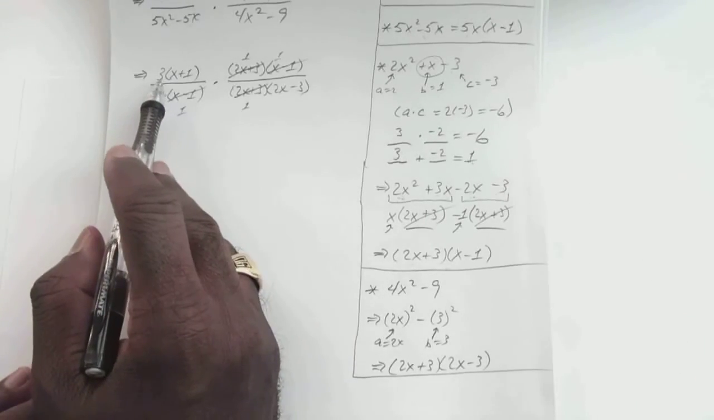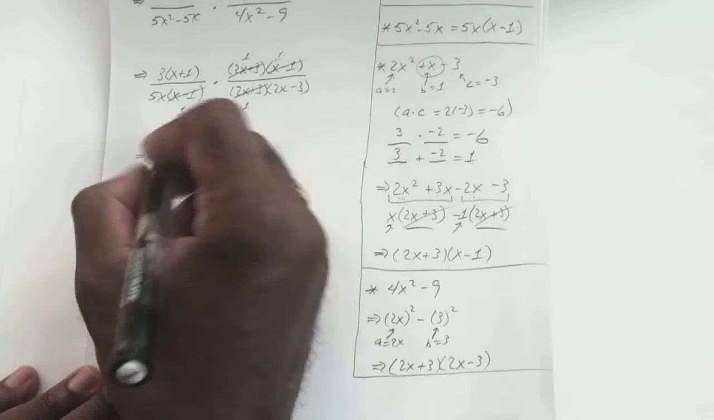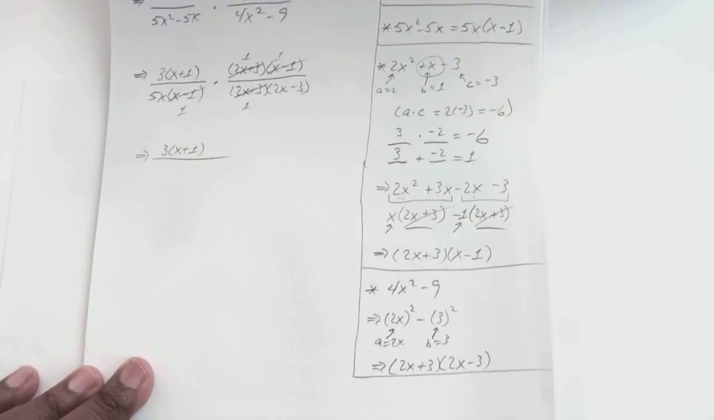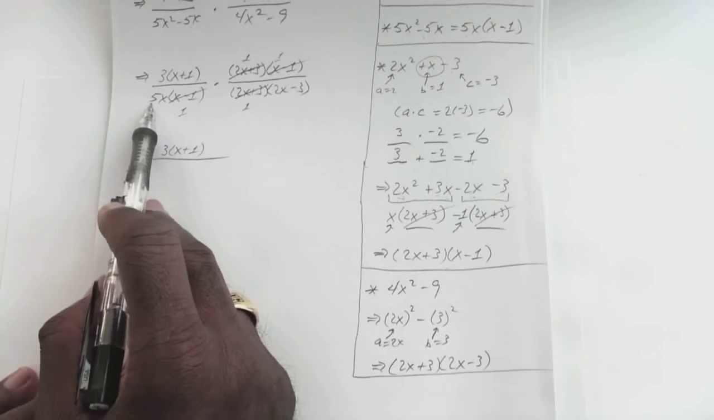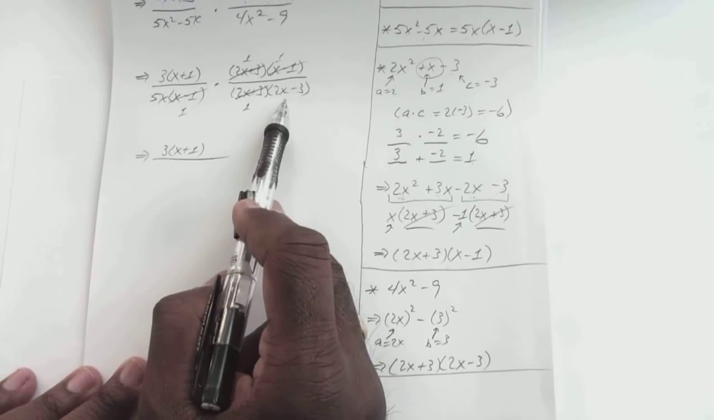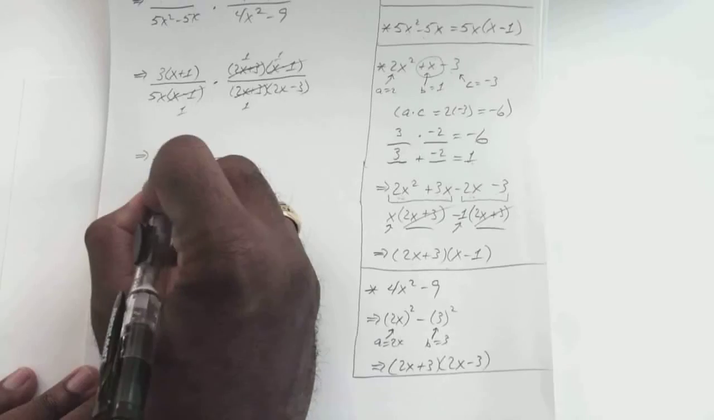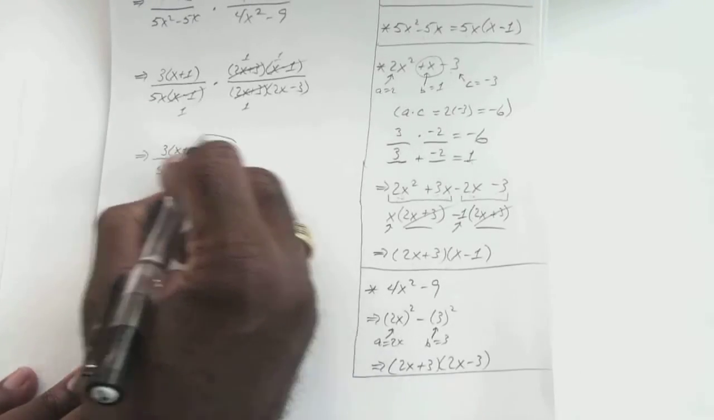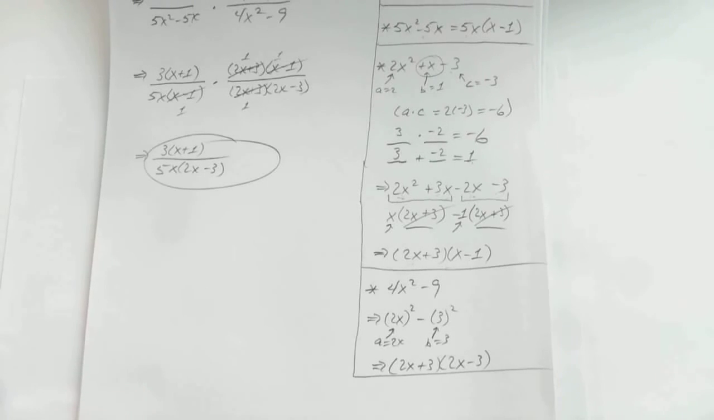Okay, in the numerator, the only thing that didn't cancel out is the 3 and the x plus 1. In the denominator, you still have a 5, the x, and the 2x minus 3. So you have 5x times 2x minus 3. Okay, and that would be your answer.